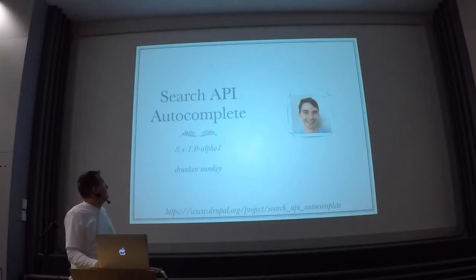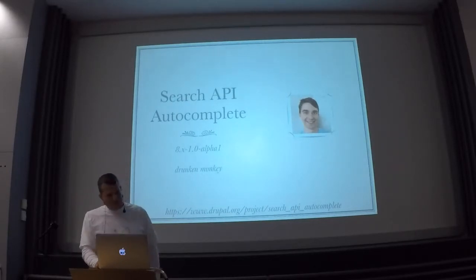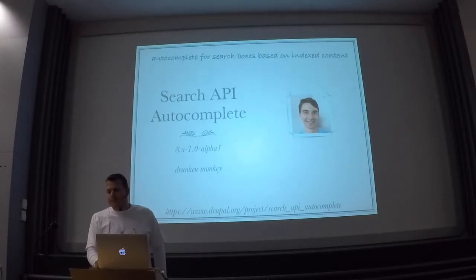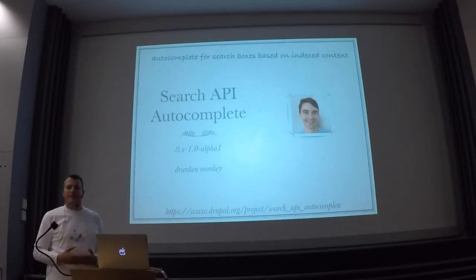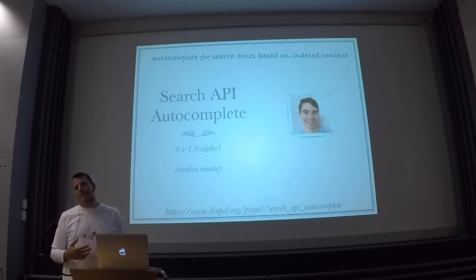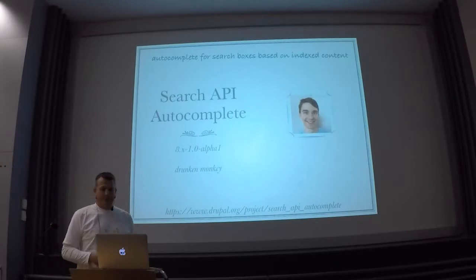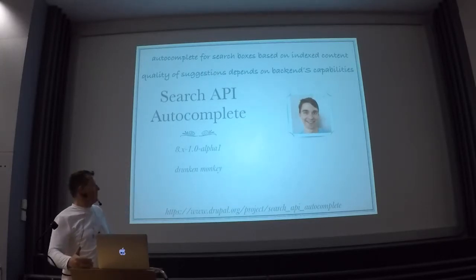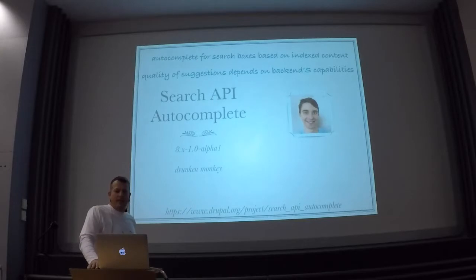But there are more things. For example, the autocomplete module, which is still in alpha, but I think that will also improve soon. If you start typing in a search box, you get recommendations for what you might be searching at the moment. That's also a famous feature. Like for facets, the quality of the suggestions depends on the backend. It works with the database backend. It's really usable. But with Solr, you can create more sophisticated suggestions.